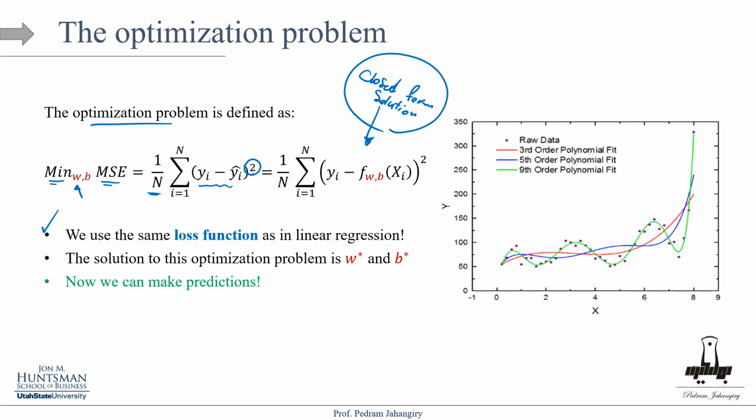So the solution to this optimization problem is going to be W star and B star. And now that we have W star and B star, you can specify your f hat of x and make predictions based on that. So we are ready to make predictions. On the right, we are looking at the data set versus polynomial regression model fits, right? Imagine these purple dots are the raw data, and now we're going to use three different models to fit the model to the data, right?